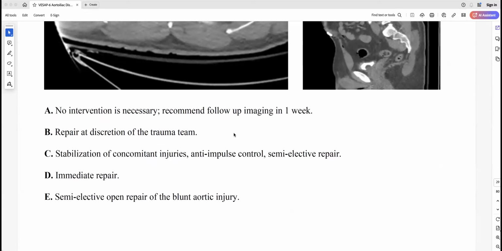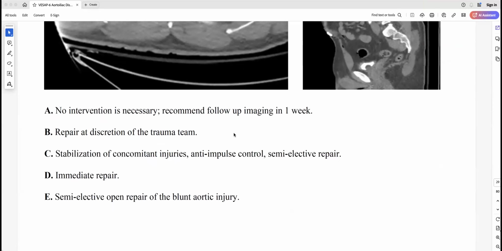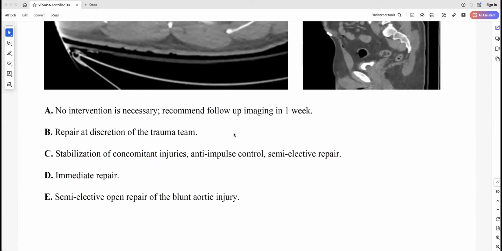Anyway, what's the answer? Let's go one by one and see why each is wrong. No intervention is necessary, recommended follow-up imaging in 1 week. No. Strong repair at the discretion of the trauma team. No, it's not their job. Stabilization of concomitant injuries, anti-impulse control, semi-elective repair, no. Immediate repair, this is the right answer. Semi-elective open repair with blunt aortic injury, no. The answer is D, immediate repair.